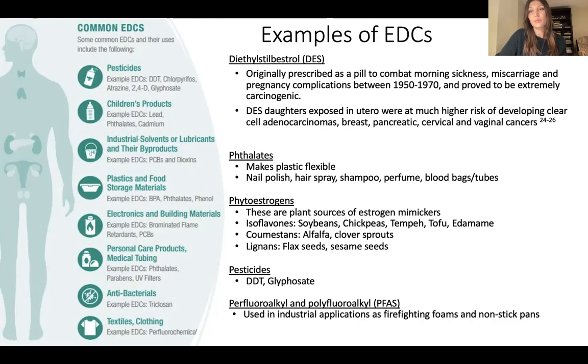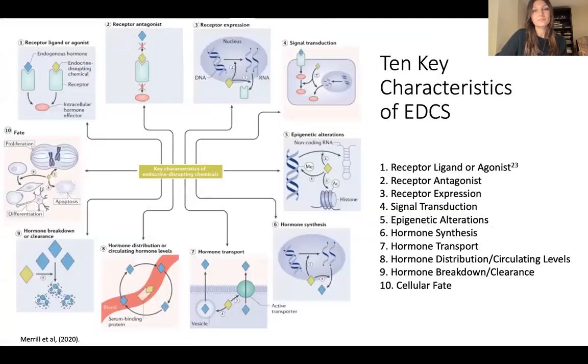So these make plastic flexible, and they're also present in personal care products like nail polish, hairspray, perfumes and colognes, shampoos and soaps, and even in blood bags and tubes and medical equipment. Phytoestrogens are a natural source of estrogenic chemicals. These are plant sources of estrogen mimickers. So this could be something like soybeans or chickpeas or tempeh, and even sesame seeds. And pesticides like DDT or glyphosate, which are sprayed on crops, and PFAS chemicals, which, as I mentioned, are typically seen in nonstick pans, and they're also used in firefighting foams.